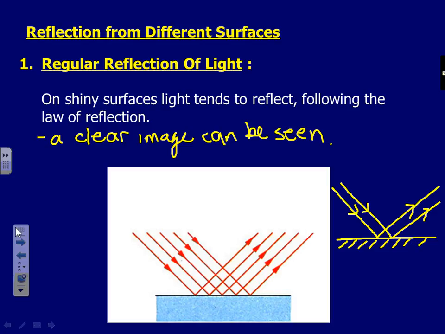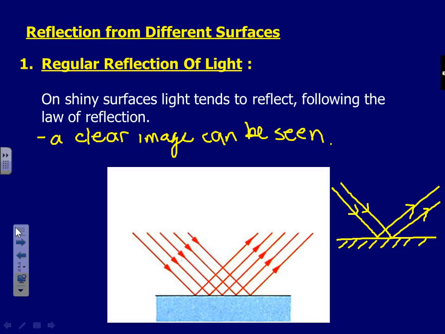Periscope uses prisms because they're a little different, but we've got toy periscopes, and those toy periscopes use regular reflection, and I'm going to show you them in a minute. I got a whole box of toy periscopes, but when you look into it, you can see a nice clear image. Correct. Yep.